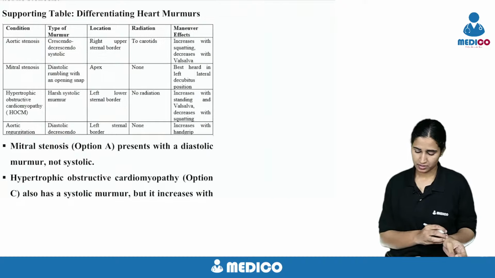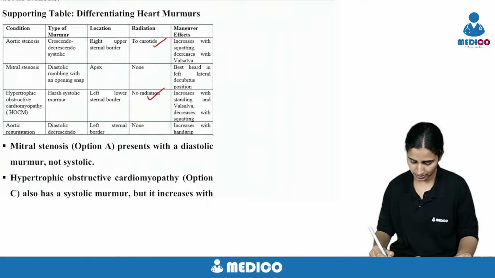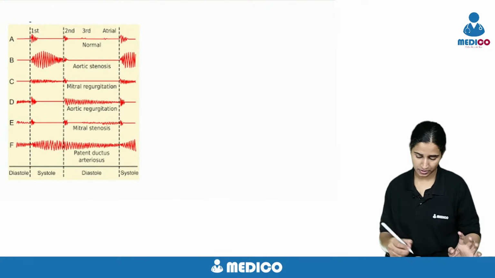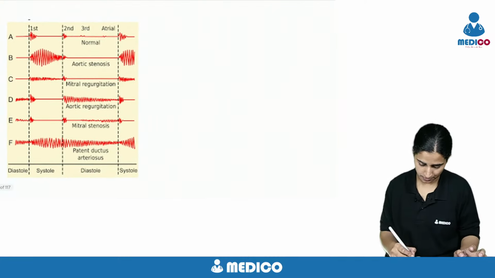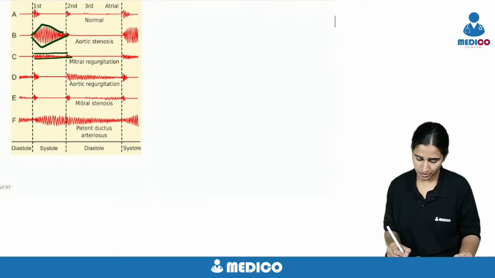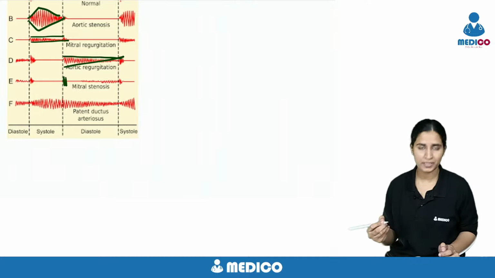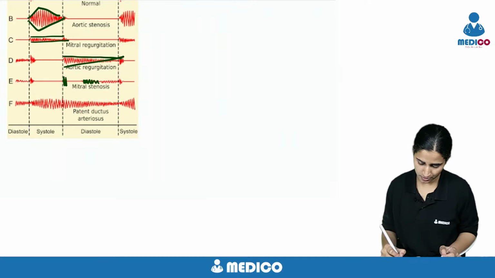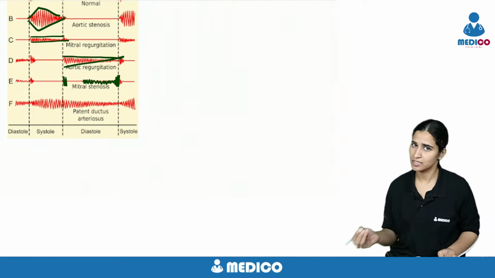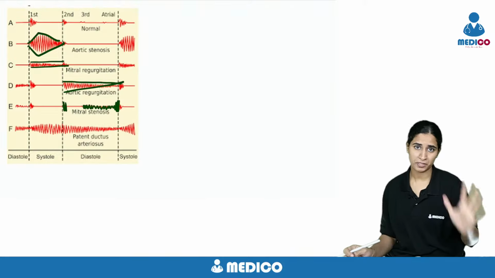So the same thing we have discussed, aortic stenosis will radiate to the carotids. HOCM is also the same murmur, but it will not radiate. So these are the pictures I just drew for you. Aortic stenosis is a crescendo-decrescendo murmur. Mitral regurgitation is a pansystolic murmur. Aortic regurgitation is a decrescendo early diastolic murmur. Mitral stenosis, there is an opening snap followed by a mid-diastolic murmur with presystolic accentuation. Whereas PDA, patent ductus arteriosus, is a continuous murmur. So not only the naming, you should know the picture also. In exam, they can give you the picture also.